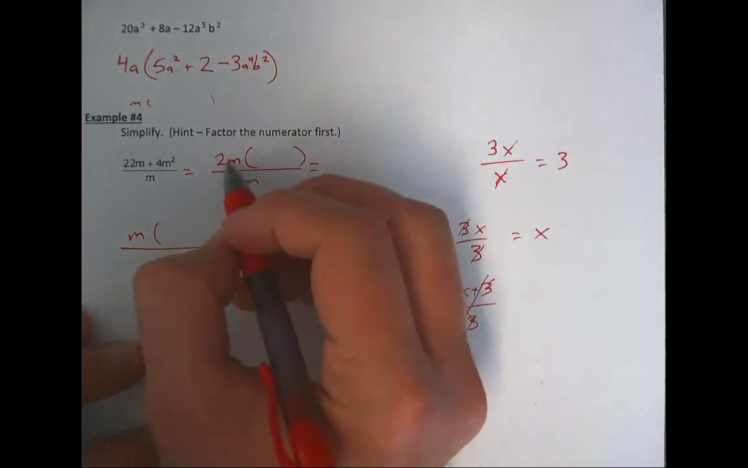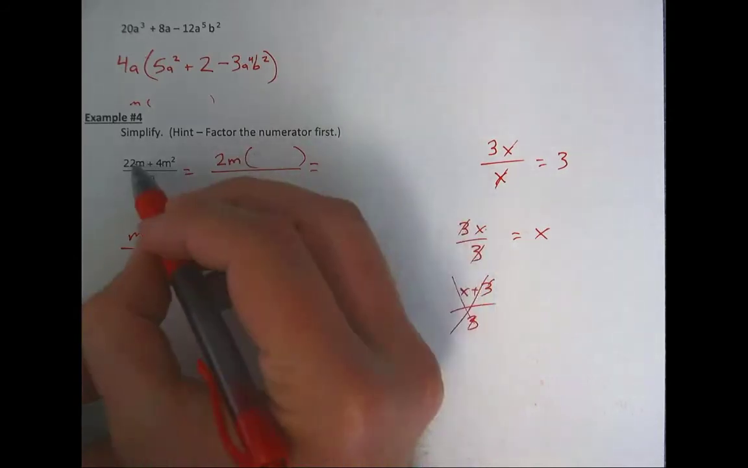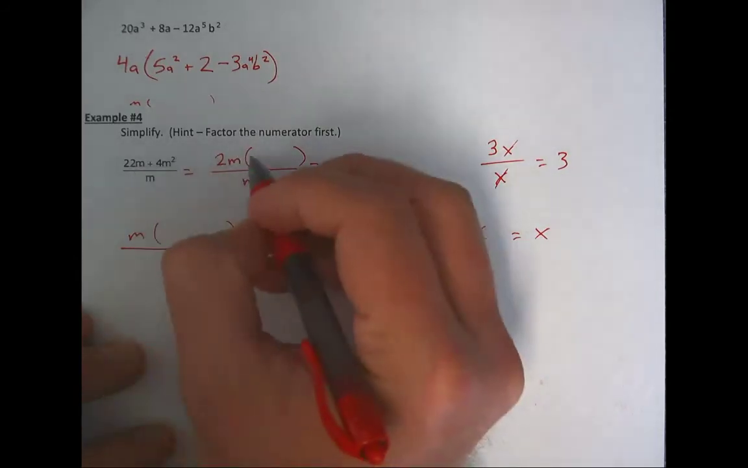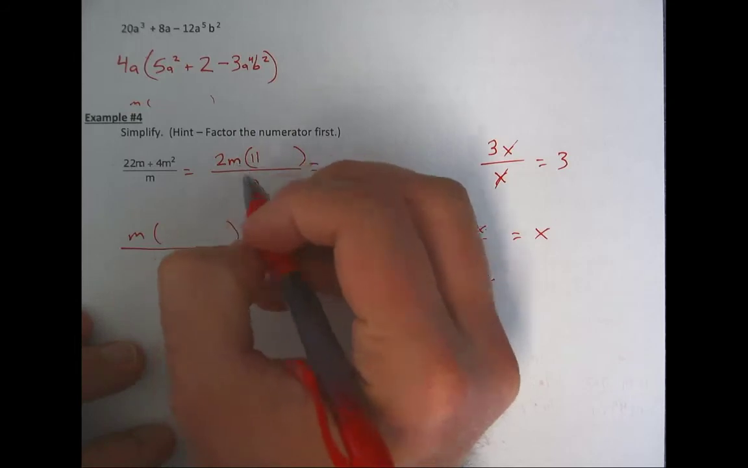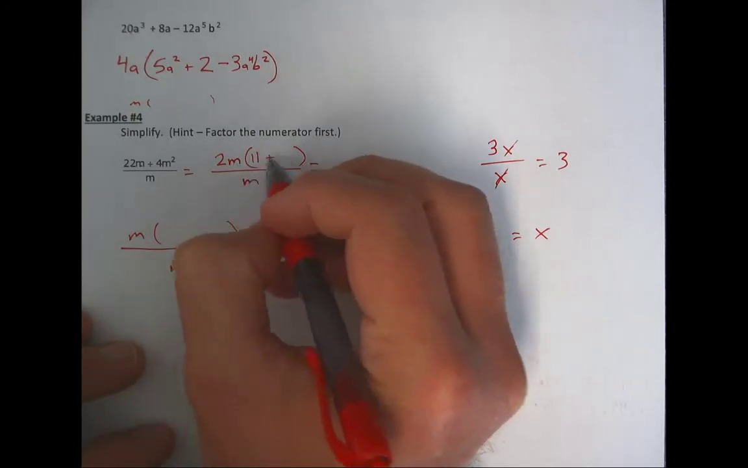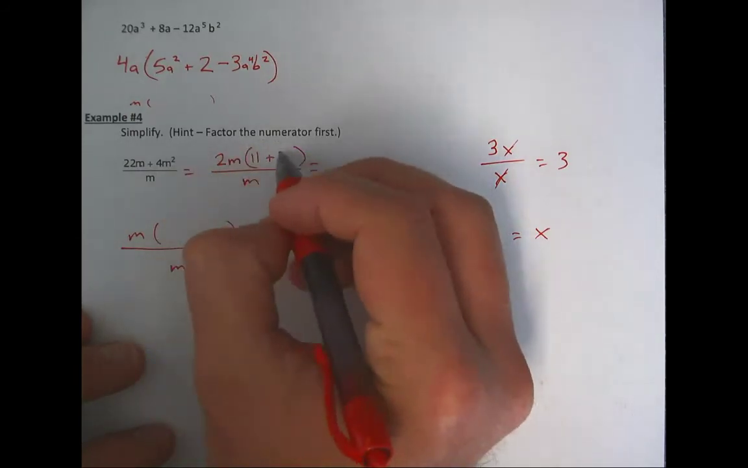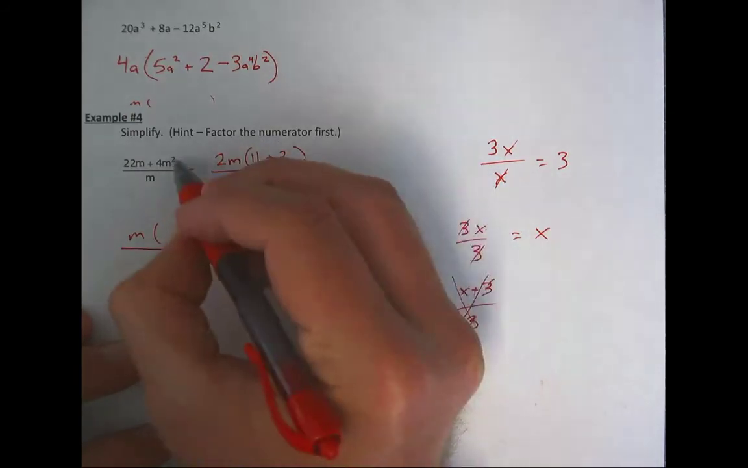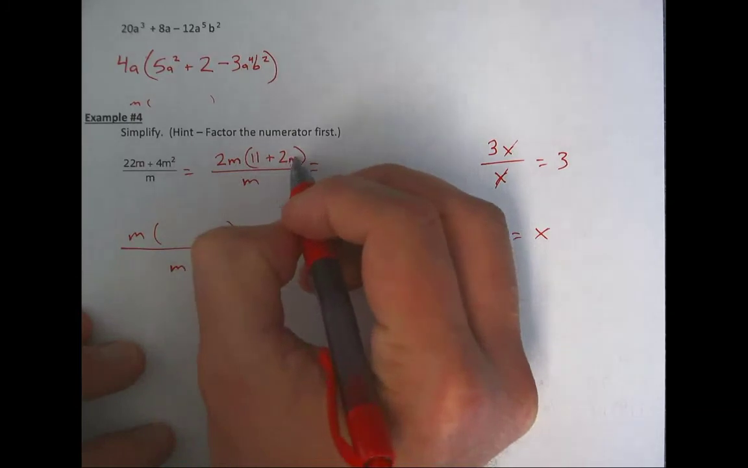So here, if I took a 2m out, what am I multiplying 2m by to get to here? So it's 2 times 11 to get 22. And I've already got the m. So I can't add another one, otherwise it'd be squared. And to get to the 4, it'd be 2 times 2. Now I do have an m squared, so it was m times another m.